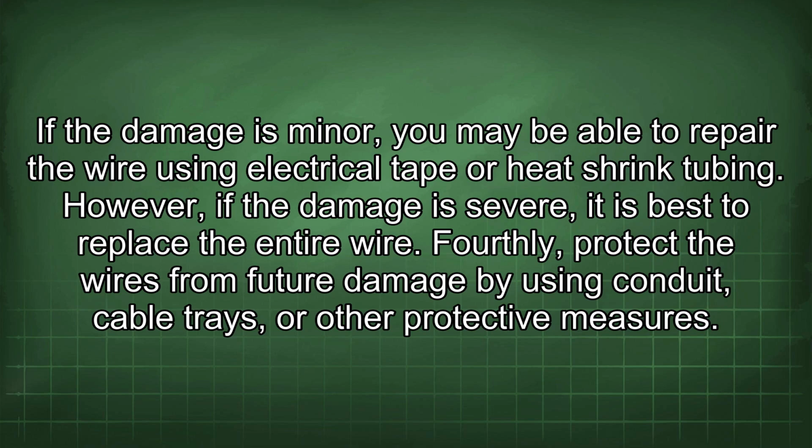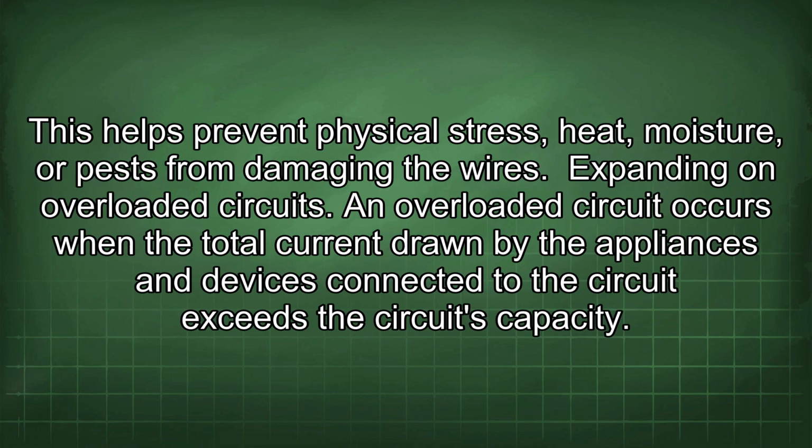If the damage is minor, you may be able to repair the wire using electrical tape or heat shrink tubing. However, if the damage is severe, it is best to replace the entire wire. Fourthly, protect the wires from future damage by using conduit, cable trays, or other protective measures. This helps prevent physical stress, heat, moisture, or pests from damaging the wires.